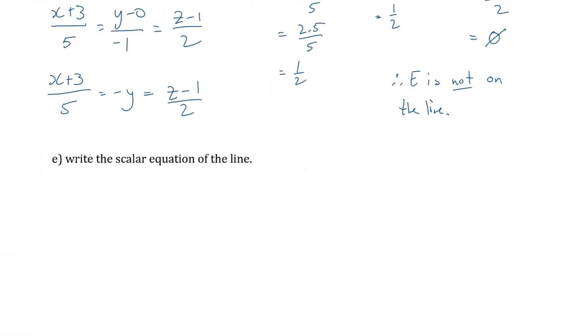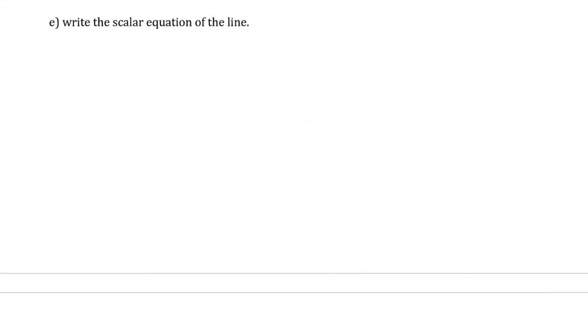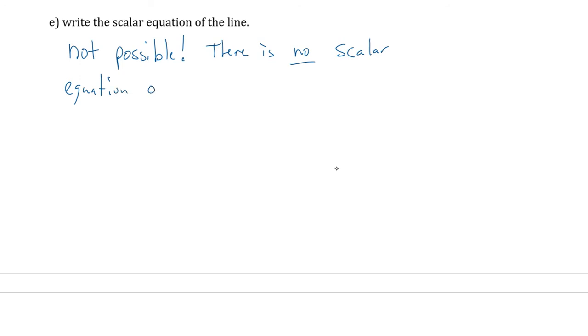Write the scalar equation of the line. How would we do that? Actually, this is not possible. Oh, and that is not how you spell possible. Not possible. There is no scalar equation of a line in 3-space. Obviously in 2-space there is.